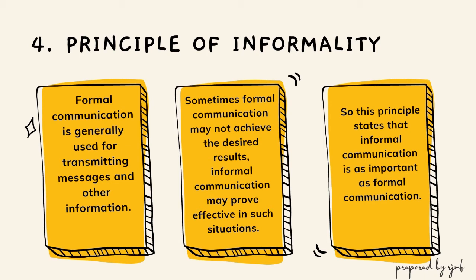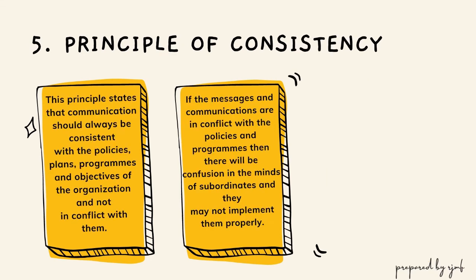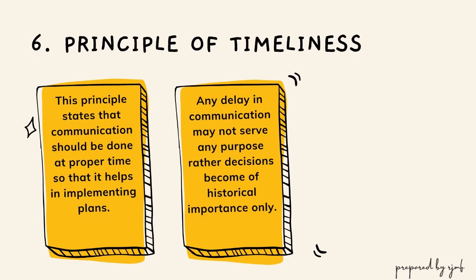Number 5 is about principle of consistency. This principle states that communication should always be consistent with the policies, plans, programs and objectives of the organization and not in conflict with them. If the messages and communications are in conflict with the policies and programs, then there will be confusion in the minds of subordinates and they may not implement them properly. Number 6 is principle of timeliness. This principle states that communication should be done at proper time so that it helps in implementing plans. Any delay in communication may not serve any purpose, rather decisions become of historical importance only. How about you? Do you consider time when communicating to someone?